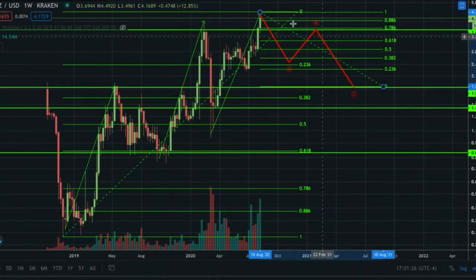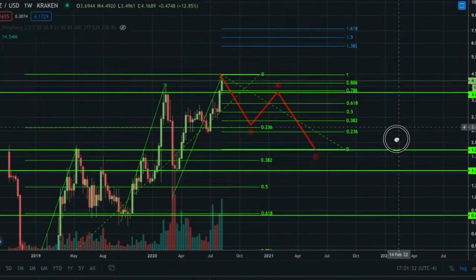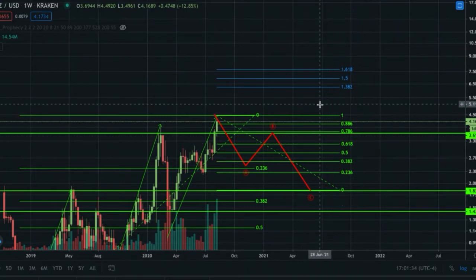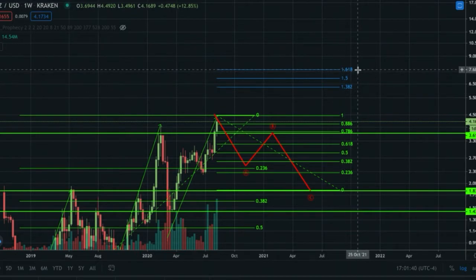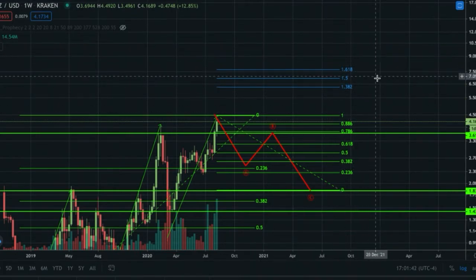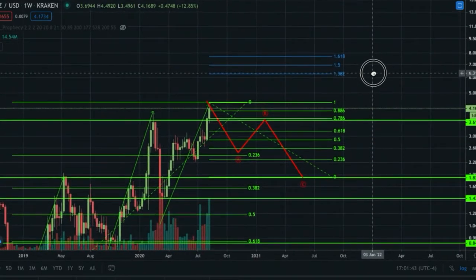So in order to get upside targets, you'll take from the top to the bottom of the corrective wave, and then once that's done, we're going to zoom out and look at the targets that it puts into place for us. In this case, I have the 1.382, the 1.5, and the 1.618 showing right here. And then there's other targets way up here too.